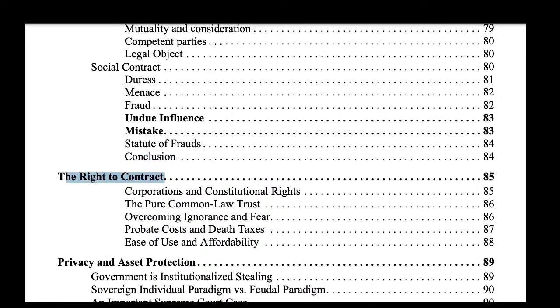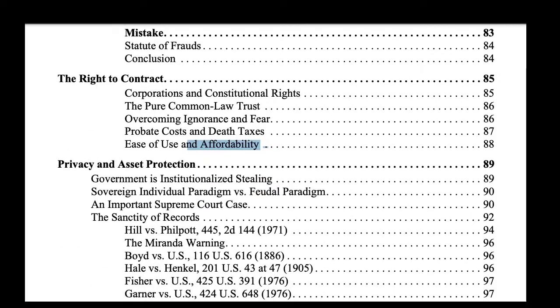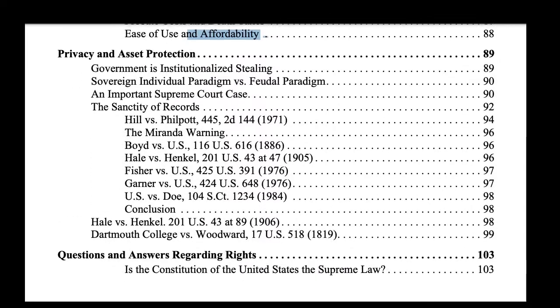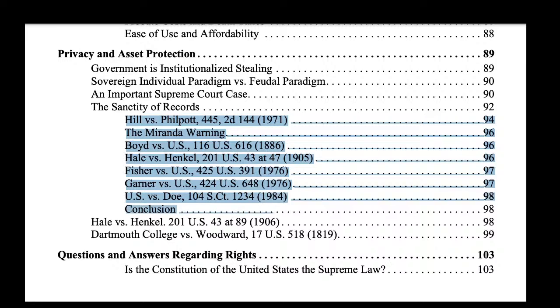And then the right to contract, corporations and constitutional rights, the pure common law trust, overcoming ignorance and fear, probate costs and death taxes, ease of use and affordability. And then we're going to be going over privacy and asset protection. Government is institutionalizing stealing. Sovereign individual paradigm versus feudal paradigm. An important Supreme Court case. The sanctity of records. Then we have a bunch of cases here and a conclusion.